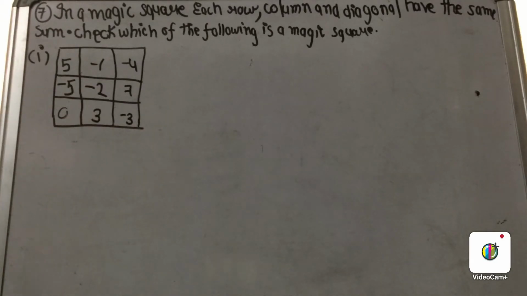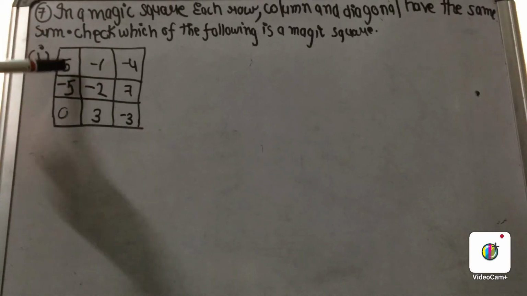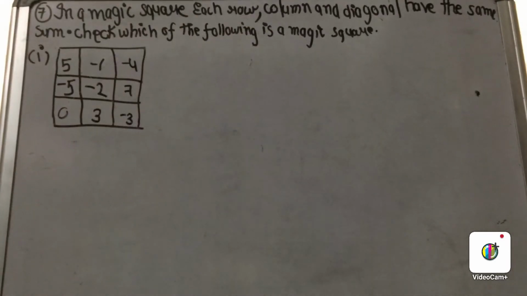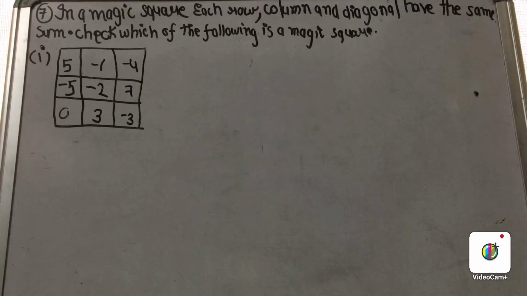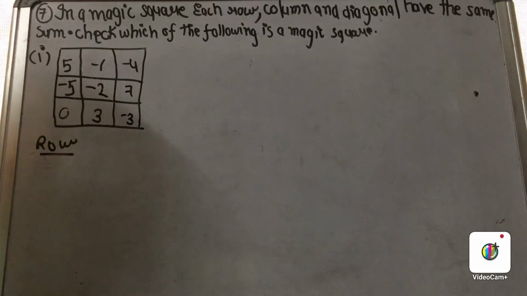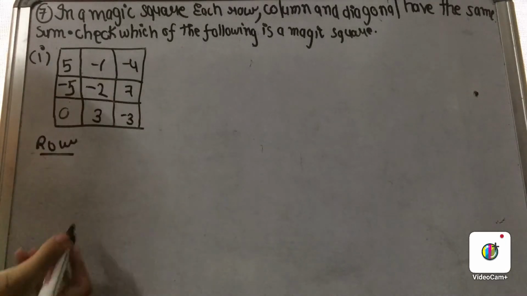It means that all the boxes that are arranged horizontally are the rows, and what are the columns? All the boxes that are arranged vertically are columns, and the boxes that are arranged diagonally are diagonals. So now let us solve our question. Firstly we will write here row, and now we will add all the rows.